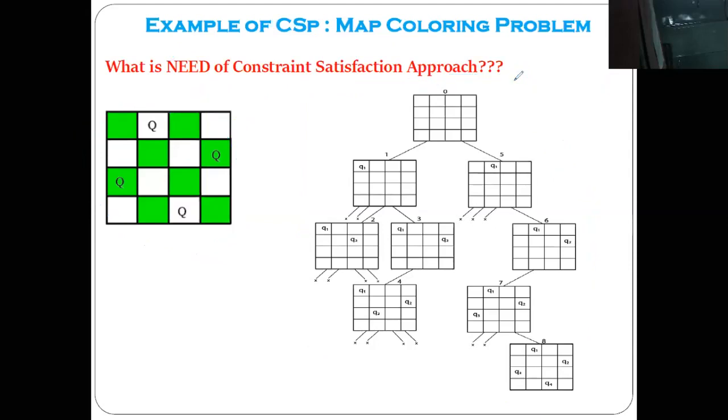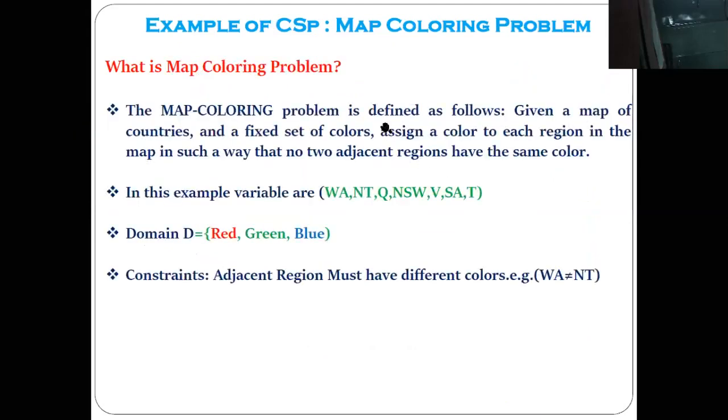Okay. Today also we are going to discuss a sample example which is asked in exams a number of times, for 4 marks or 2 marks also it can be asked. That is the map coloring problem, which is the same as the graph coloring problem that we discussed last time. Given the map of some country and a fixed set of colors, we have to assign a color to each region of that map in such a way that no two adjacent regions have the same color. All of you know these things. Same like the graph coloring.